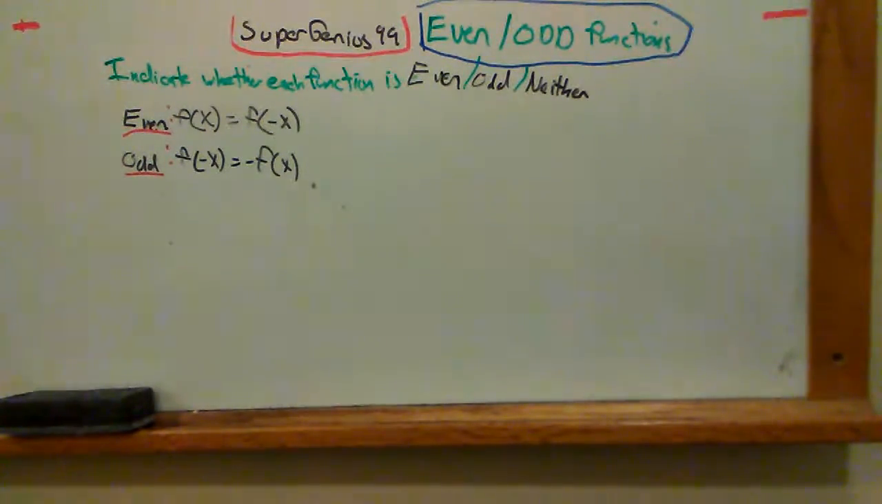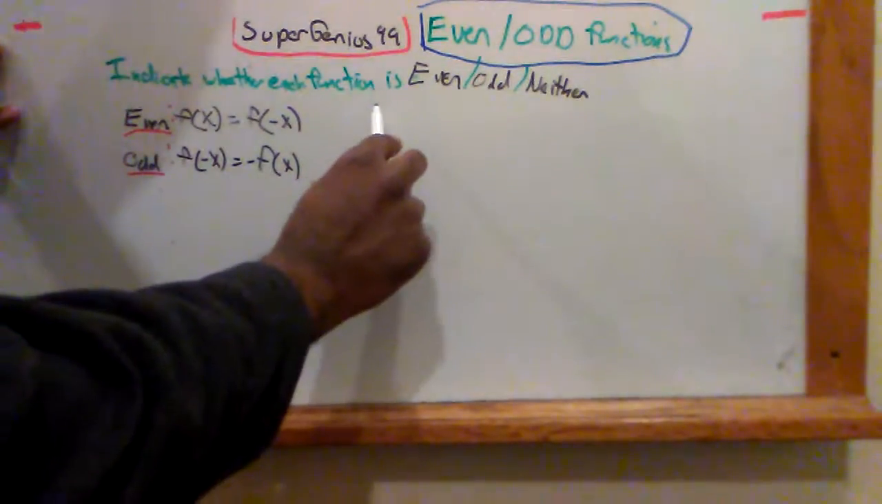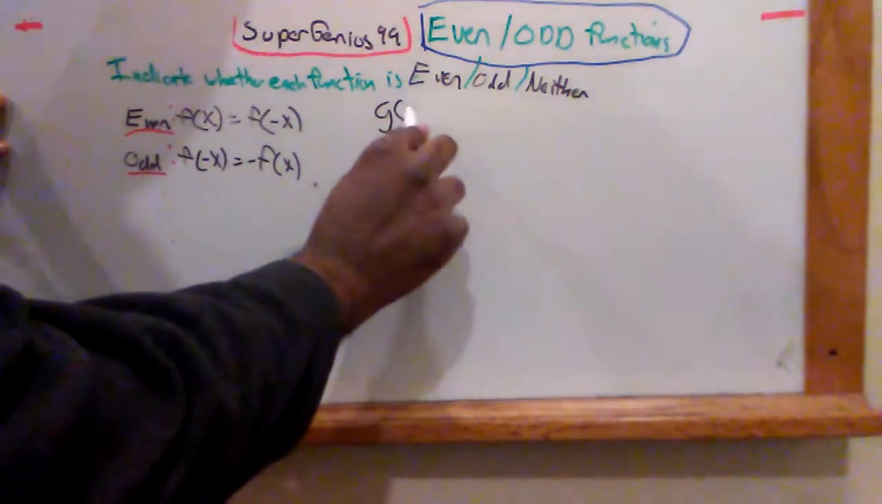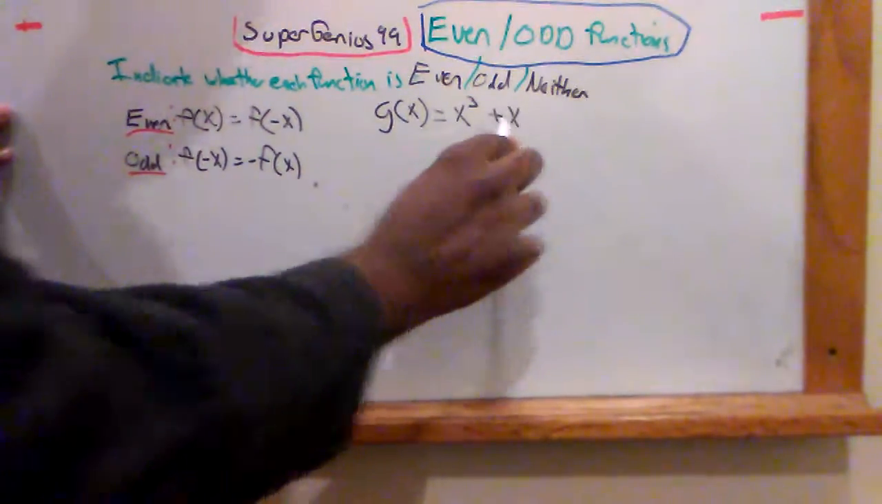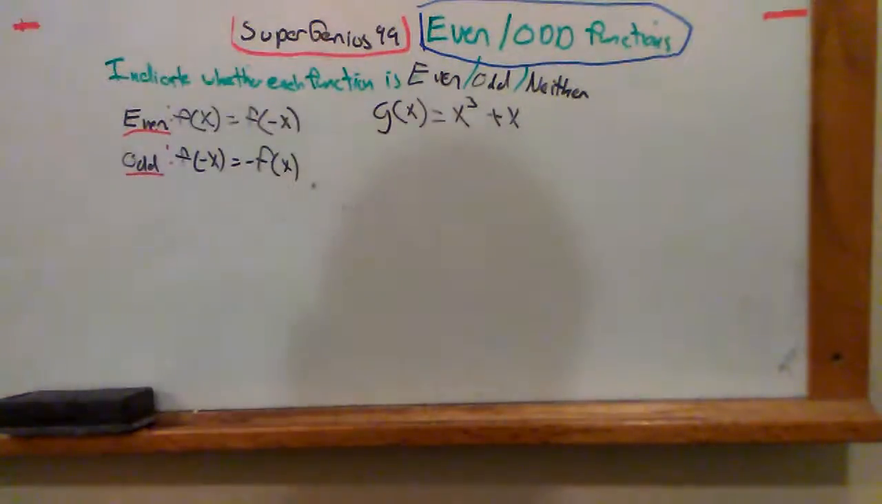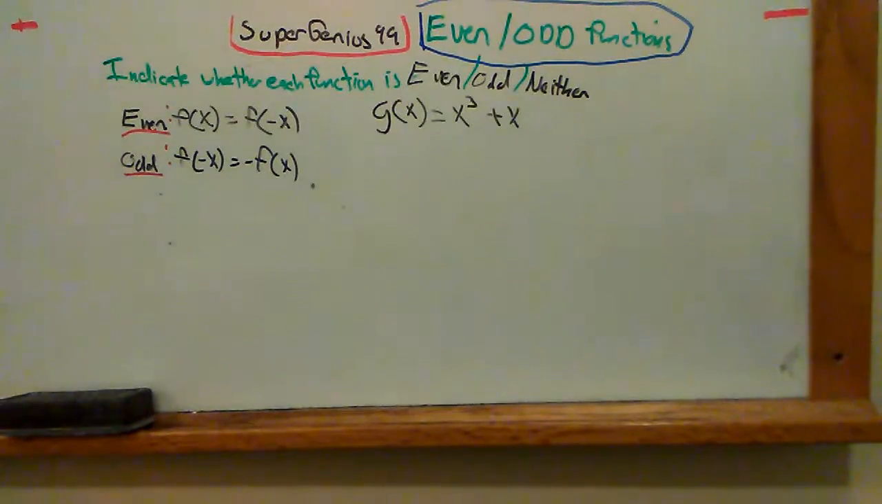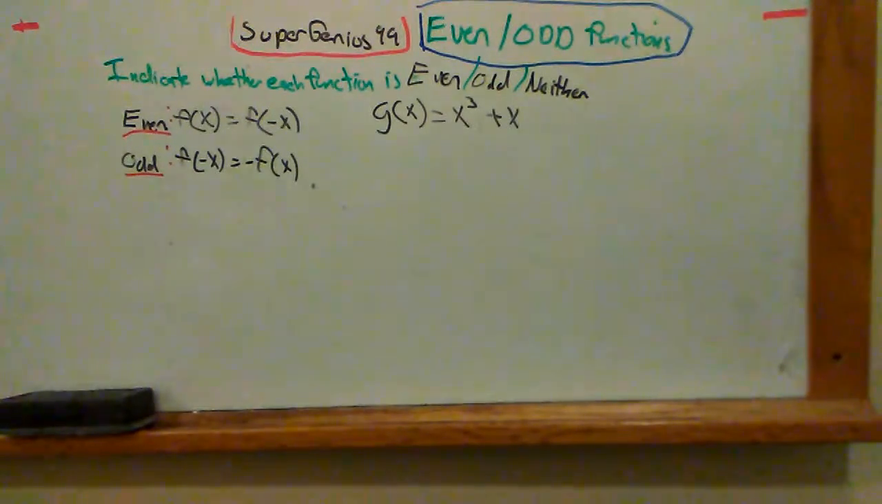Okay, so the first one we're going to have is x cubed plus x. So I'm going to test for evenness simply by plugging in negative x. You only got to do it once. You don't have to do it twice. So I'm going to plug a negative x into my g of x, and let's see what takes place.